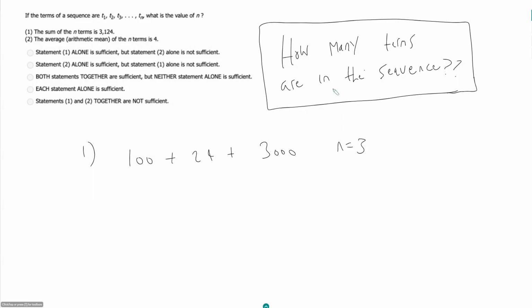And then let's say we have another sequence that could look like 100 plus 20 plus 4 plus 3,000. So in this case, we would have 4 terms in our sequence. And you could do this any way you want. So this is insufficient.